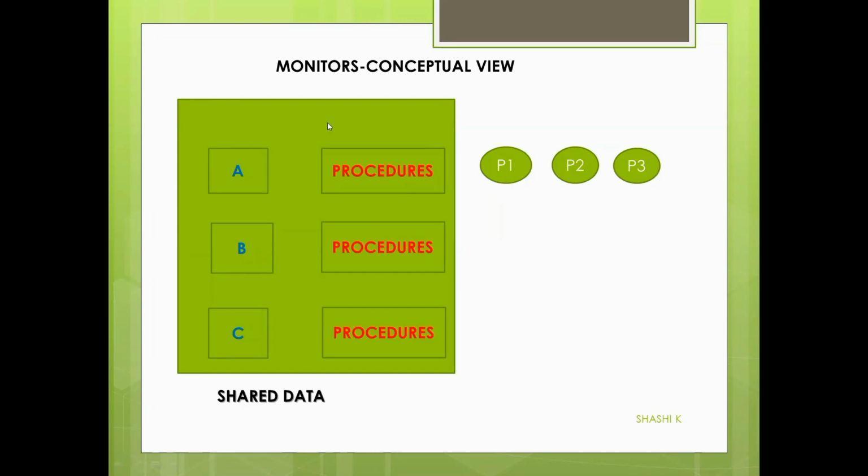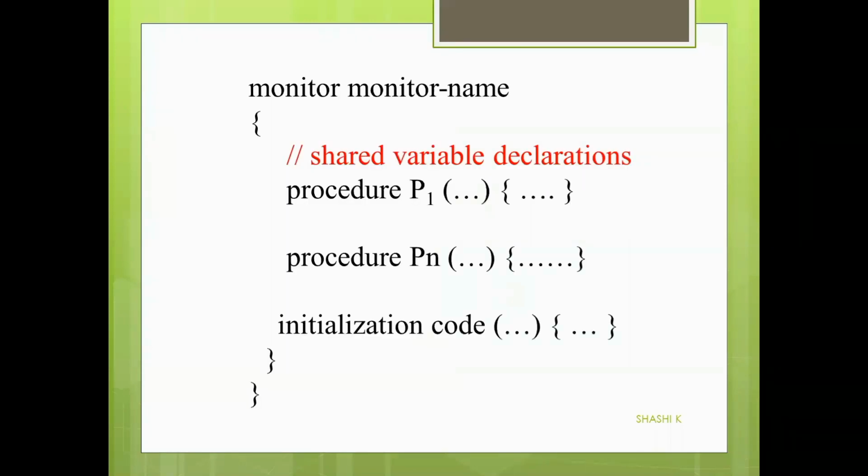And if a process wants to access the shared variable, it can do so only by using the public procedure. So A, B, and C are local variables which can be accessed only by using the public procedures. And these procedures also can access only these local variables. They cannot access any variable declared outside the monitor. So that is about the conceptual view of monitors.